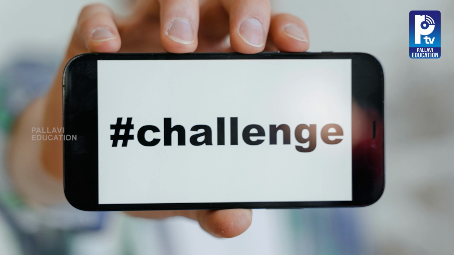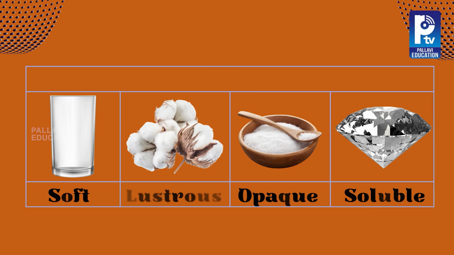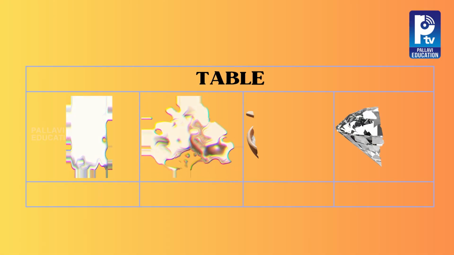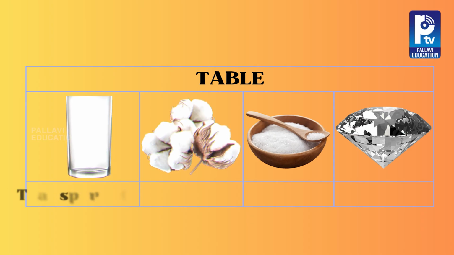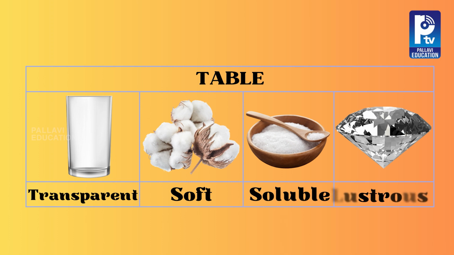Let's end with a quick challenge. Here's a table, but wait, something's not quite right. Can you spot the mismatches? Glass, soft; cotton, lustrous; salt, opaque; diamond, soluble. Do those seem right to you? Let's correct them together. Glass: transparent; cotton: soft; salt: soluble; diamond: lustrous.